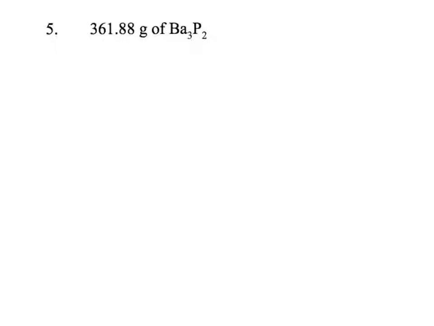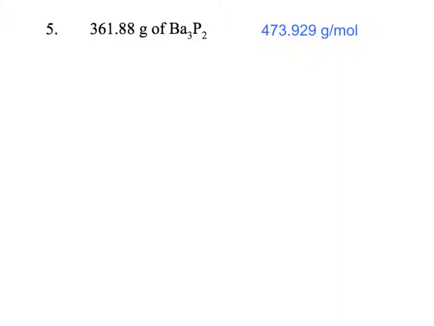In problem number 5, we're going to be taking a look at how to convert from grams into moles. We have 361.88 grams of barium phosphide, and we already know the molar mass, which we're going to need. And so here's our molar mass we found out in problem number 3. No, this is problem number 2.